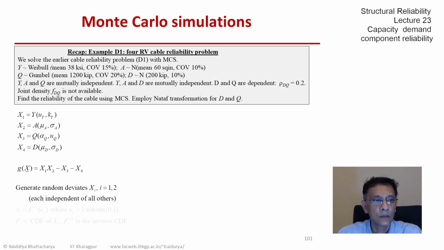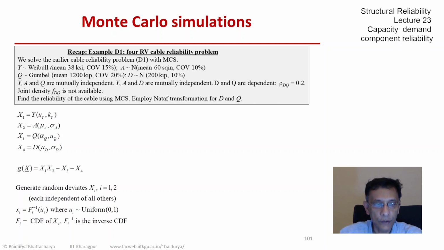X1 is the yield strength, Weibull, x2 is the area, normal. So we have the ability to generate them from standard uniform deviates by the inversion method. So that's straightforward. We already did this in the previous example involving the safe stopping distance.